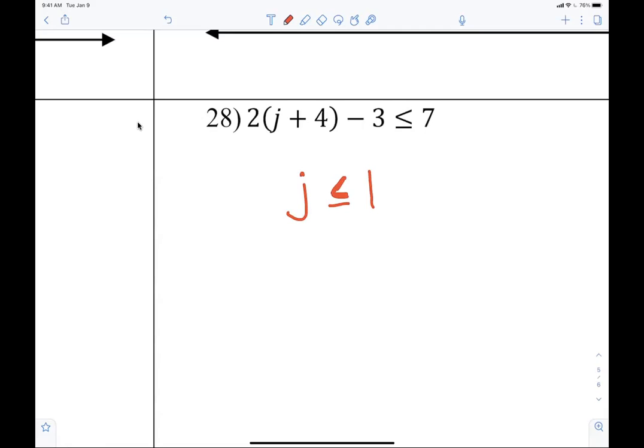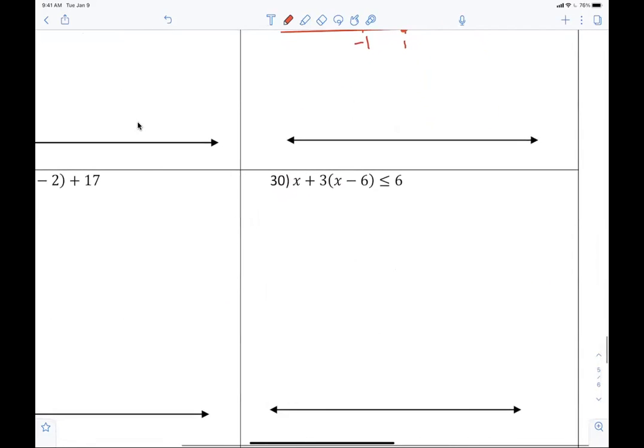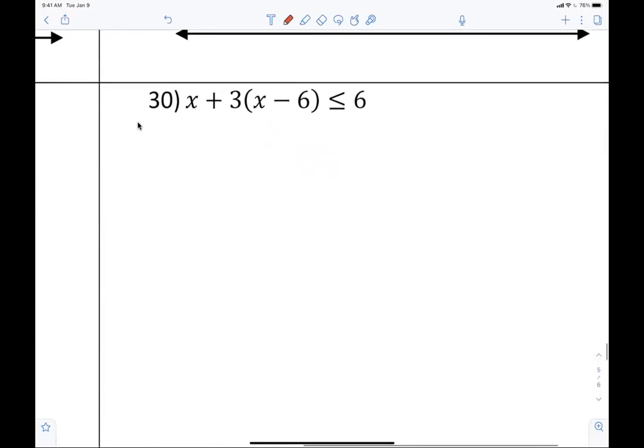All right, so J is less than or equal to 1. So now we're at 1 and we're at -1. Less than or equal to is a solid going in which direction? Left. All right, so 30. Is there anything I can do here? Can't really divide by 3 because then you would end up with an X divided by 3.